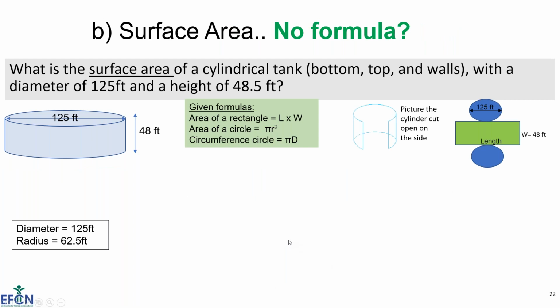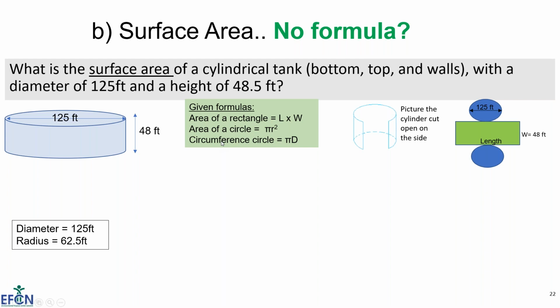Now, however, you might not have the formula, and at this point you might be panicking. I need to get the surface area of this cylinder and I don't have a formula. How do I go about it? On your formula sheet, you might only have the area of a rectangle or the area of a circle and the circumference of a circle. And this is where circumference comes in.